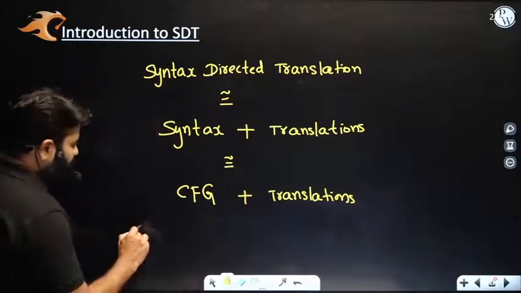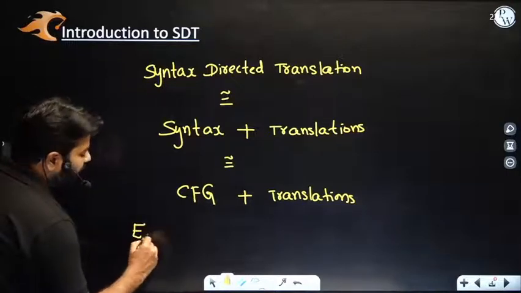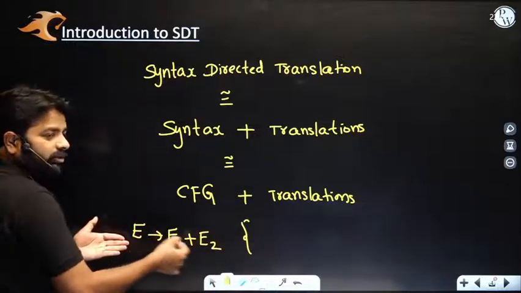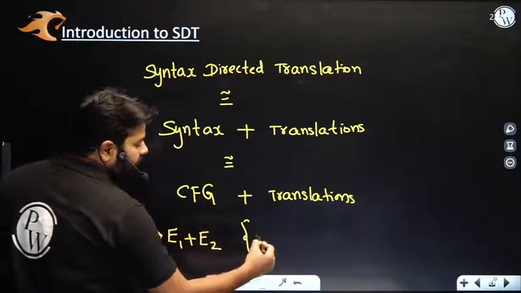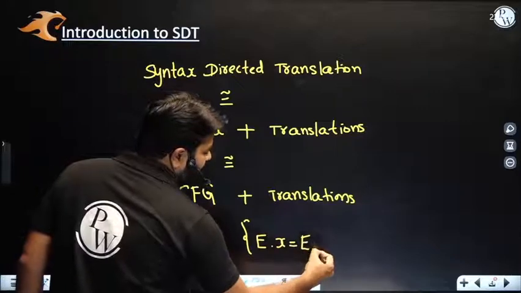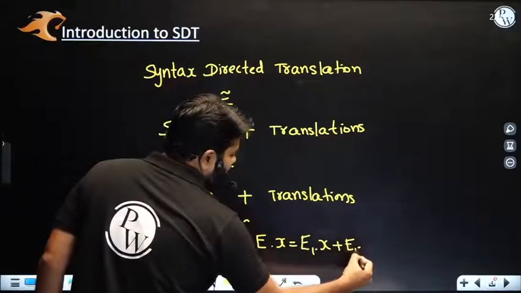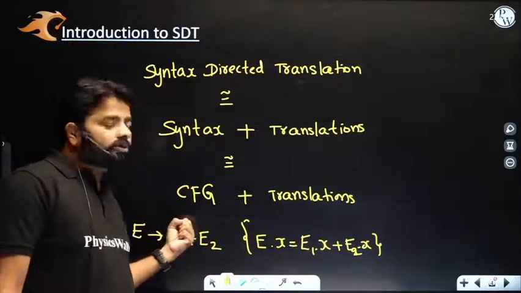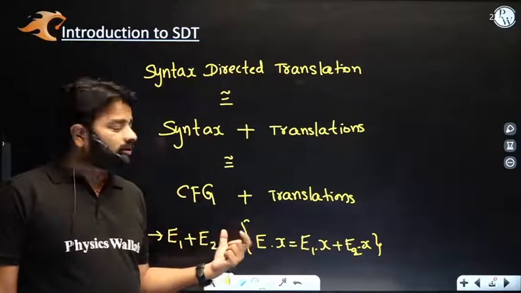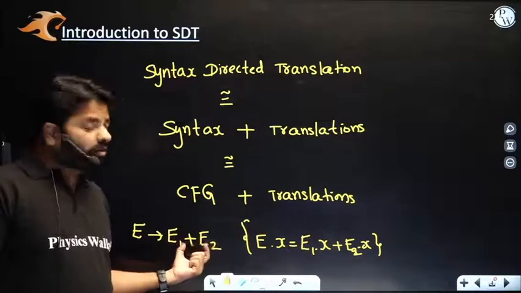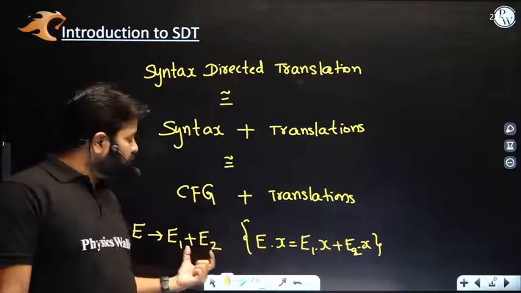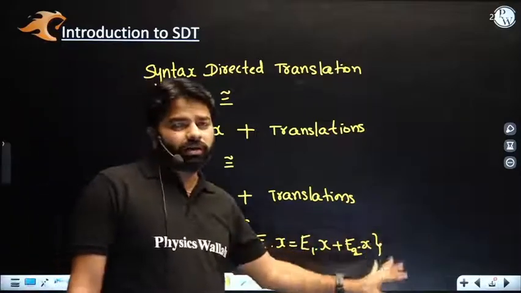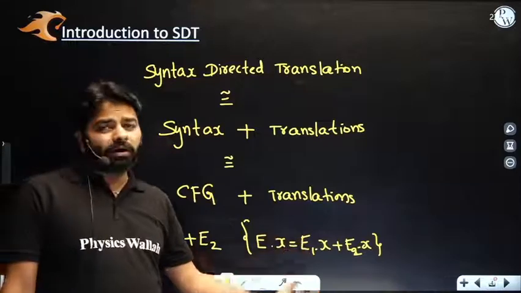Basically, how it looks like, when you have the context-free grammar, let's say you have E derives E1 plus E2. This is called a production in the context-free grammar. And now what you do here is something like E dot X is equal to maybe E1 dot X plus E2 dot X. Some translation is there which helps us to understand what you are going to do with this production. Are you going to do the sum of these values? Are you going to print the plus? Or are you going to construct the tree for this production? What you are going to do depends on this translation. You can do anything from this, but have the proper translation here.